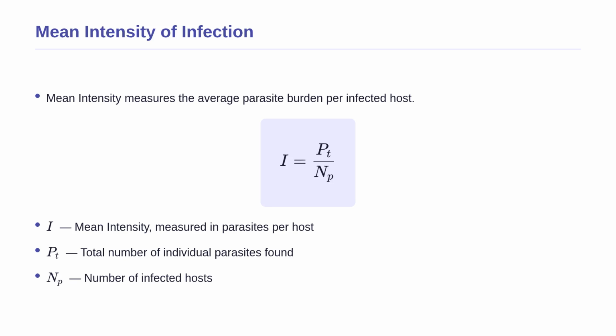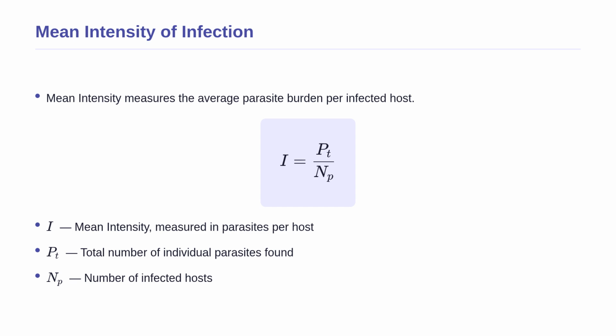Now that we know how widespread the disease is, we need to know how severe it is. This is where the mean intensity formula comes in. Conceptually, this calculates the average number of parasites living inside a single infected host. The formula is I equals P sub T divided by N sub P.